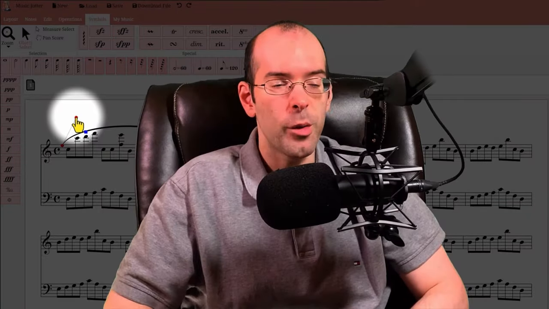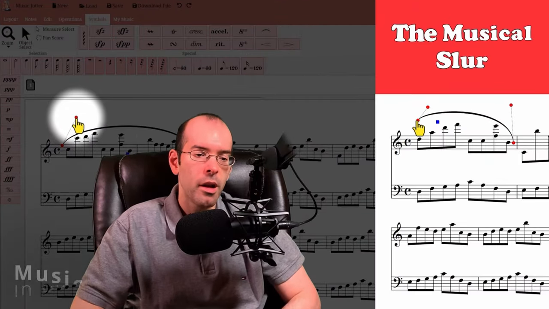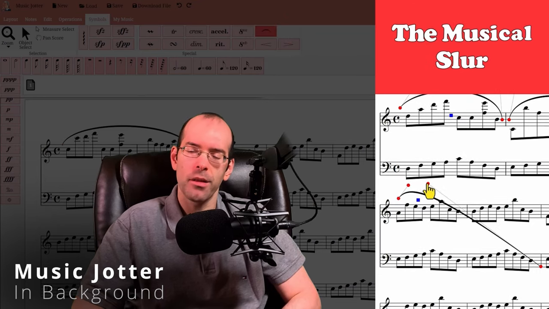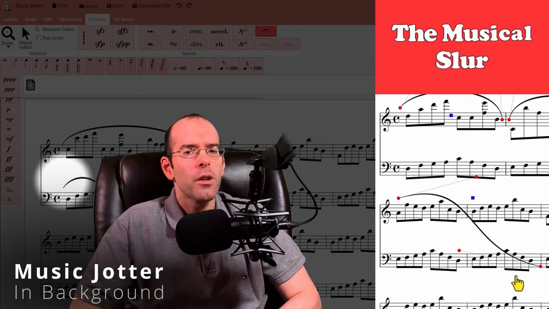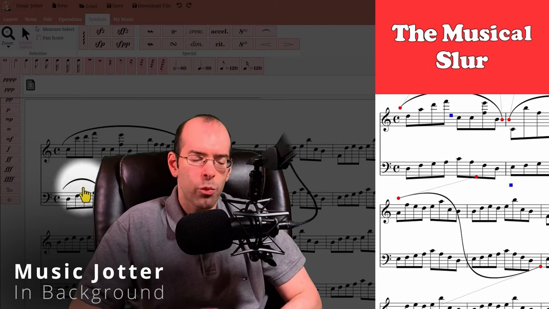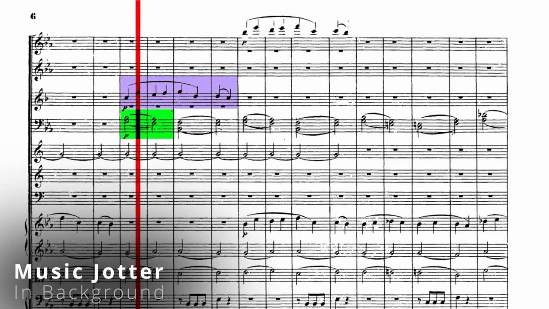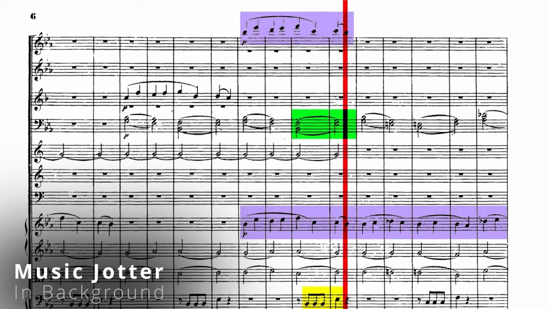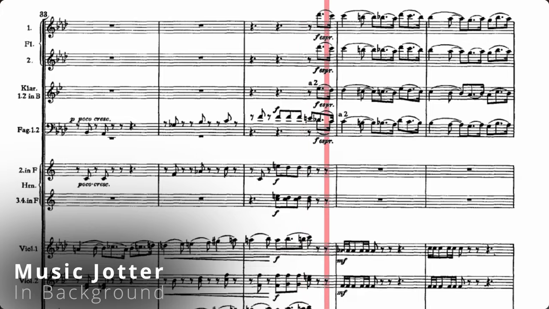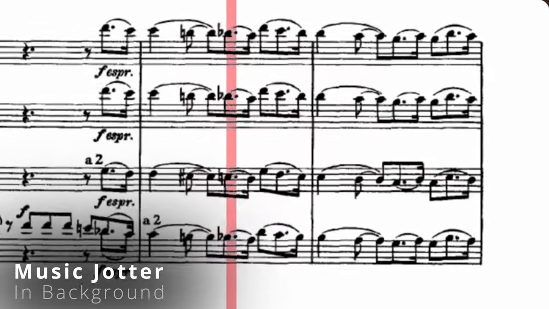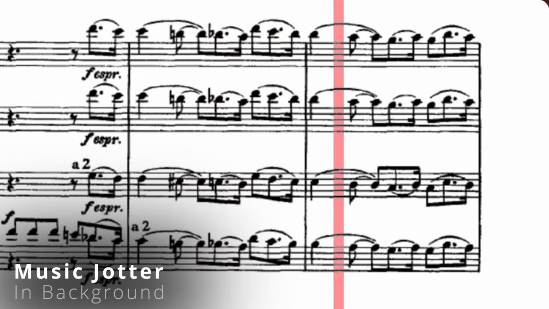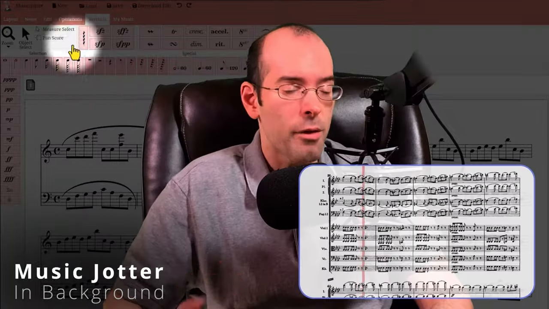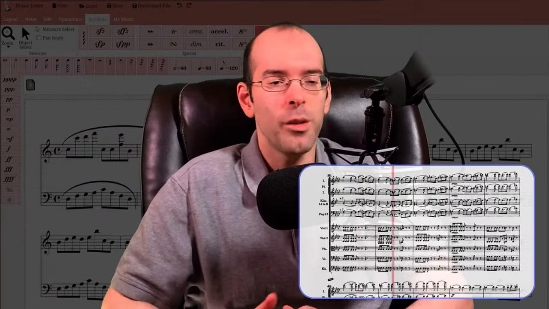Since I just finished implementing the slur in Music Jutter, we need to have a discussion around what a slur in music actually is. If you ever looked at a piece of sheet music, you probably saw something like this. And this. Curves everywhere. But what do they really mean?